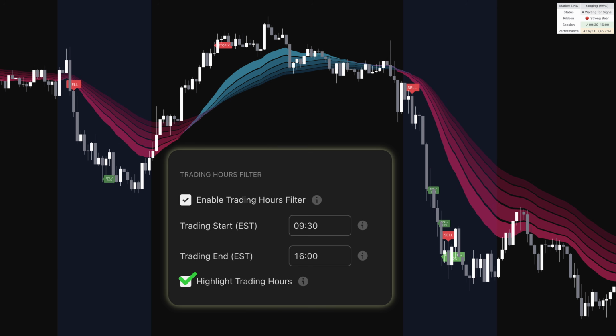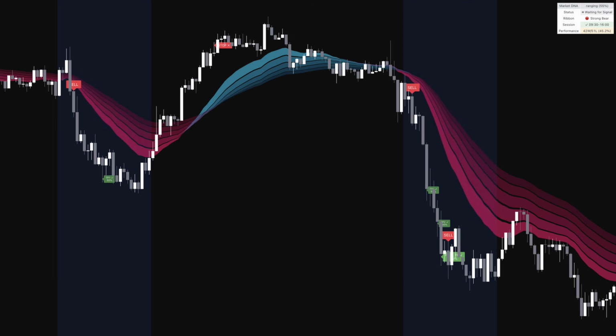Enable the highlight option and the chart shows a subtle background color during active trading hours. Visual confirmation you're in the zone. The stats table updates too. During session it shows the active hours. Outside session it displays outside hours with a red background.